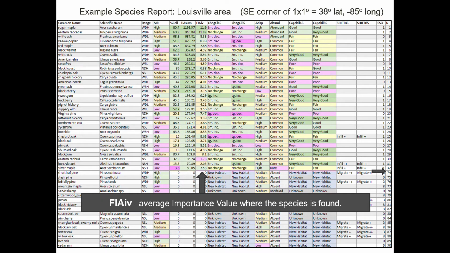And then the next one is FIA IVY. That's the average importance value where the species is found.